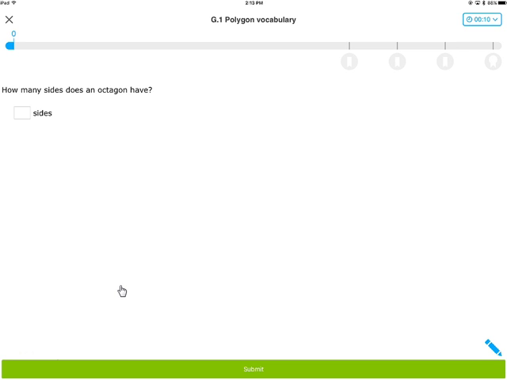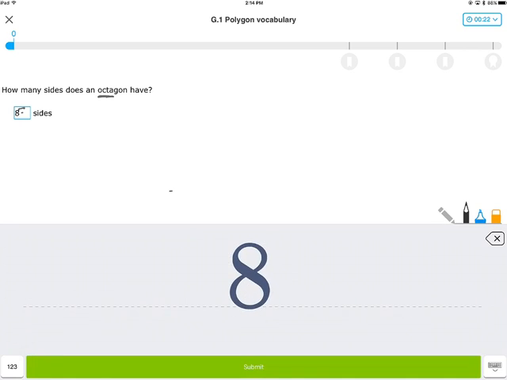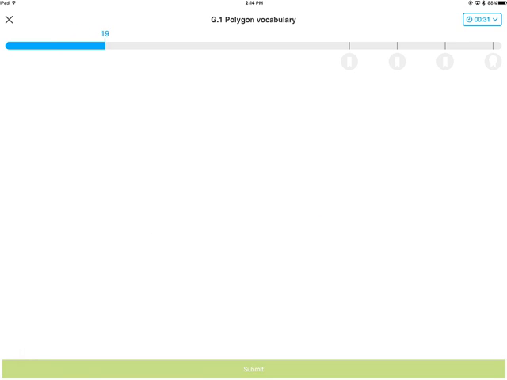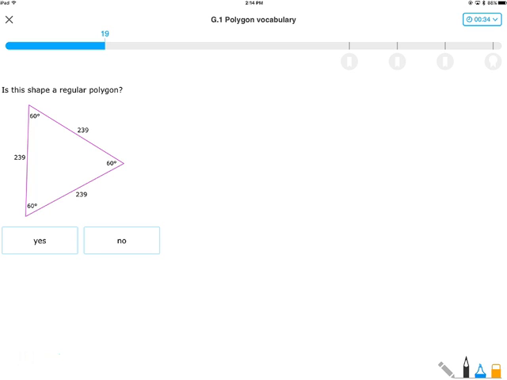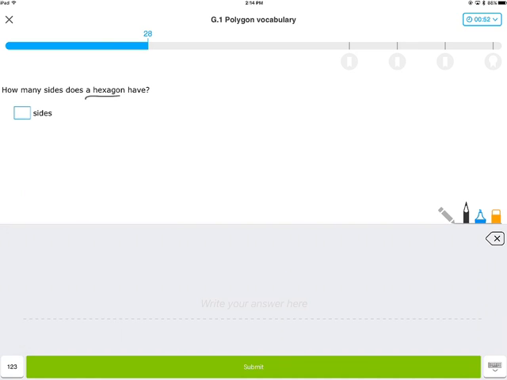Okay, here we are in IXL. This is G1 in geometry. How many sides does an octagon have? Well, I know that octa stands for 8, just like an octopus. So this stands for 8. Okay, how many sides does a triangle have? That's an easy one. We've got 3. Okay, is this a regular polygon? It doesn't tell me how many sides, although I can count it's a triangle here. But we're looking at, is it regular? Regular meaning, are all 3 angles the same? Yes. Are all 3 sides the same? Yes. So yes, this is. Okay, how many sides is a hexa? Hexa means 6.